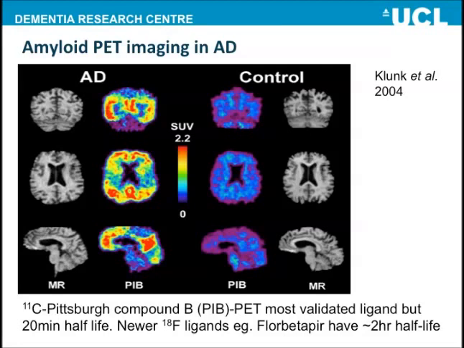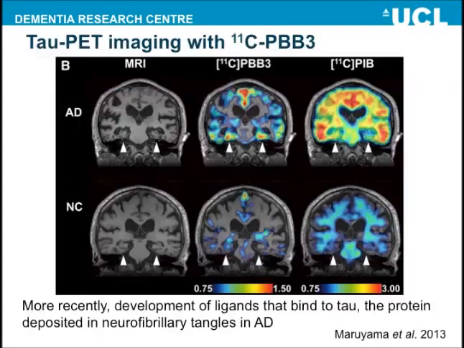But more recently, a number of newer compounds that use a different compound labelled with fluorine have been developed. They don't need to be produced in a cyclotron, and they have a much longer half-life. So we're beginning to see that their use is much more widespread. And in fact, 3 of these such tracers have now been approved for clinical use in the States. So even more recently, just actually in the last couple of years, new tracers have been developed that actually bind to tau, the other abnormal protein that is deposited in the disease.